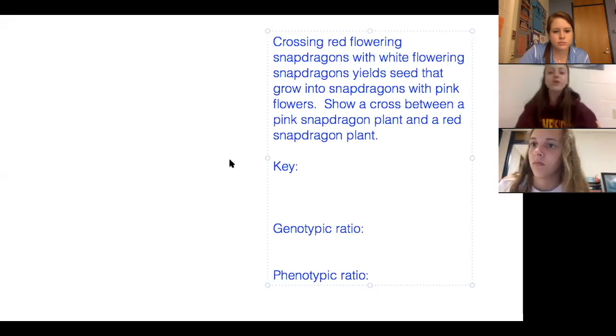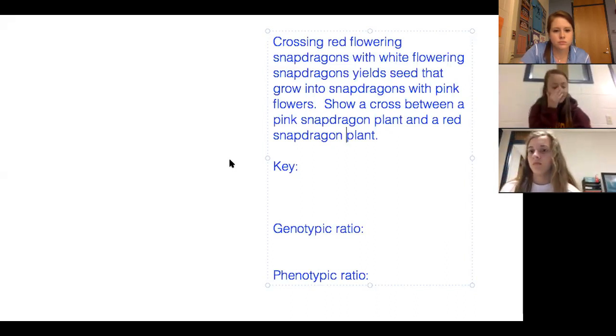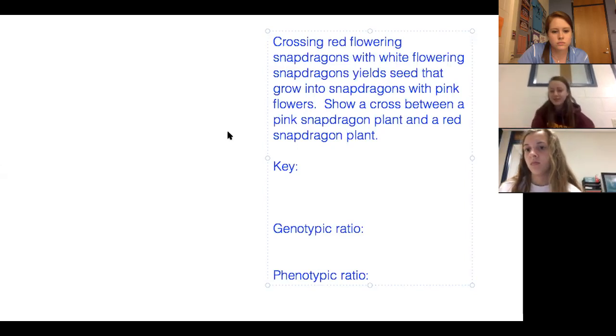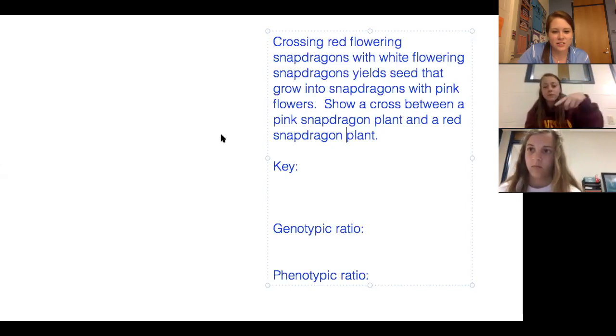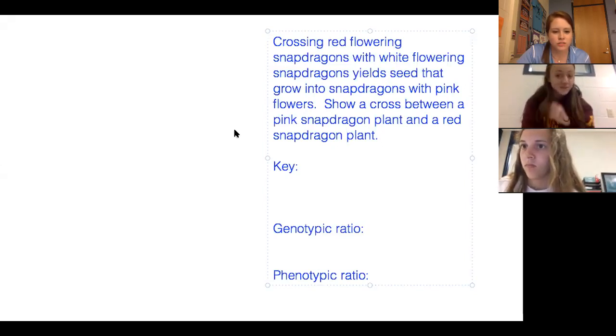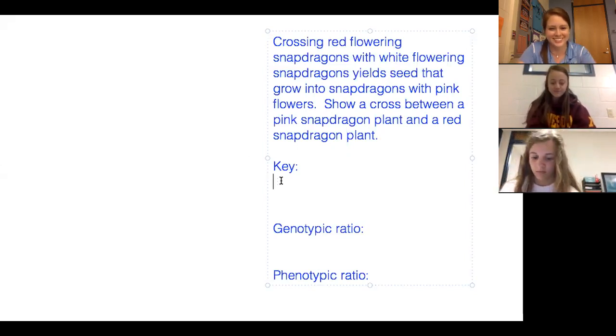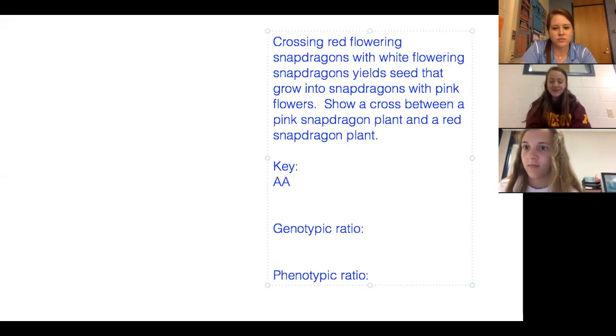Well, you find the dominant and the recessive alleles, and then you put them together, using whatever letter you want, like big A, little a. Okay, so we have to determine the letter first, right? What letter would you like to use, Caroline? We'll just use A. Sounds good.